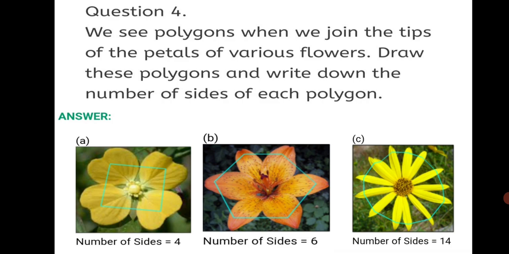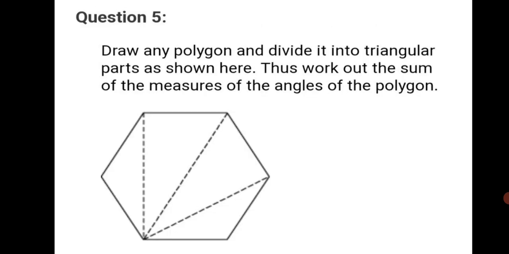Question number 5, the last question. Draw any polygon and divide it into triangular parts as shown here. Thus work out the sum of the measures of the angles of the polygon. Now we know already that when the polygon is divided like this into triangles, the sum of all the triangles will be the total measure of the angles of the polygon.